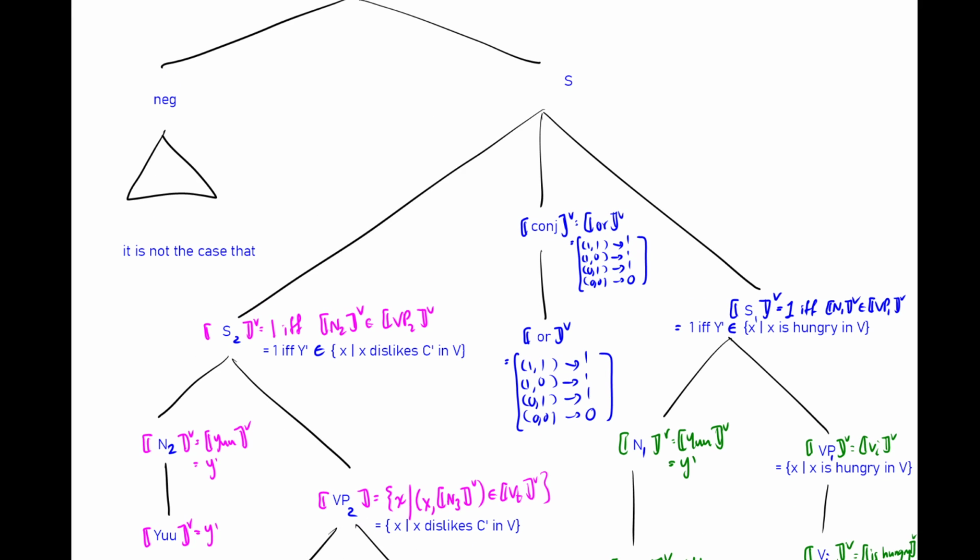Now, let's take a look at the meaning of our third sentence here. When is this going to be true? Well, we need to apply a rule first. Now this has 3 daughters. It has a conjunction and 2 sentences. So what we do is we apply the conjunction to our sentences. So we take a conjunction and we give it two inputs. We give S2 as our first input, and we give S1 as our second input.